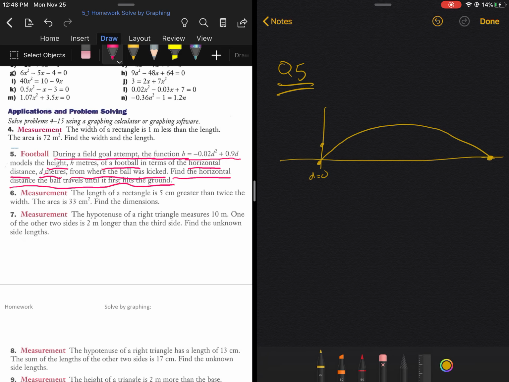Find the horizontal distance the ball travels until it hits the ground. That means I need this number. What is that? These are the zeros. Find the zeros. Find this zero, really. Okay, how do I do that? I have my equation, h equals minus 0.02d squared plus 0.9d. Okay, so let's graph it. Let's see if our graph ends up looking like this.